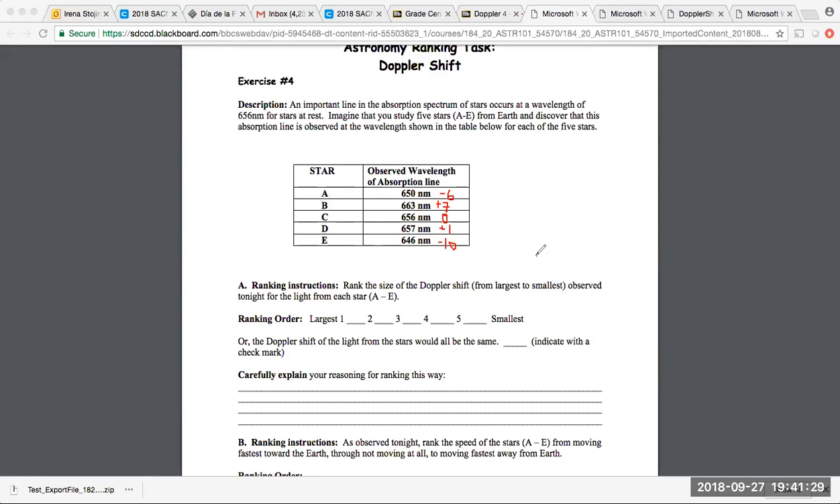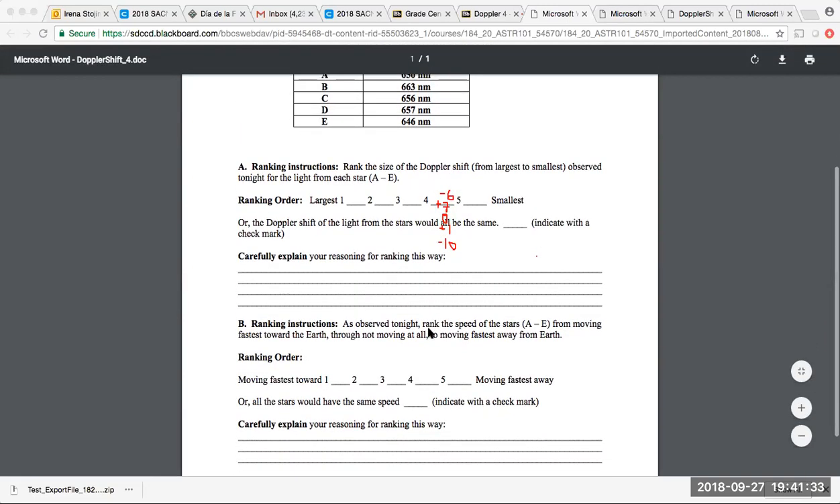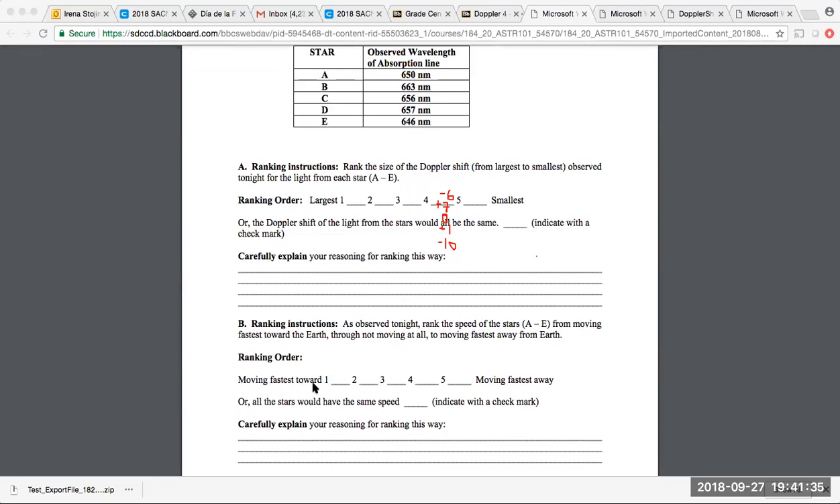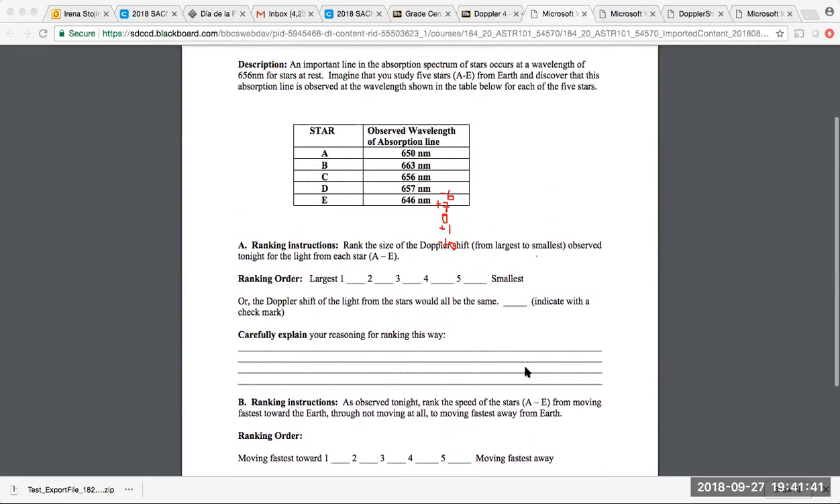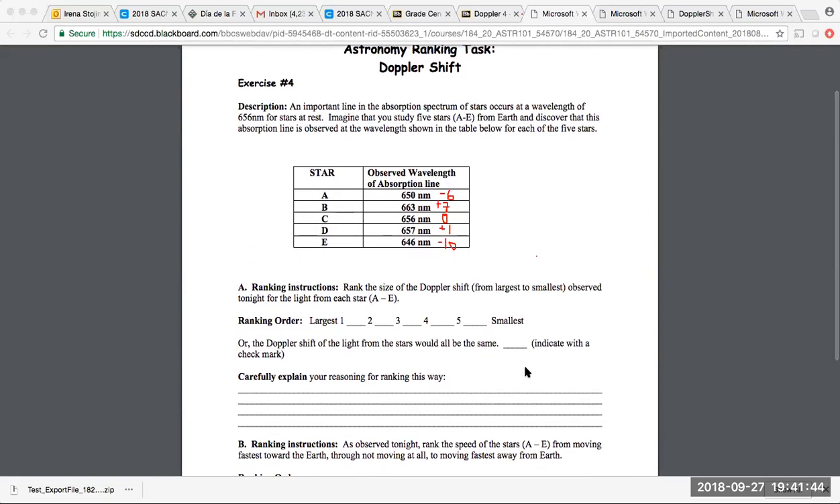And then it tells you to rank which one moves fastest towards you, and then to follow the sequence to get to moving fastest away from you. So which one is moving fastest towards you? B is. Which one? B. I don't know, is it B? Oh, no, it's E. It's E.